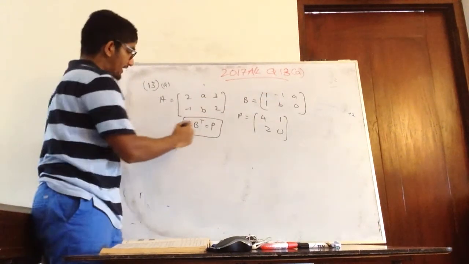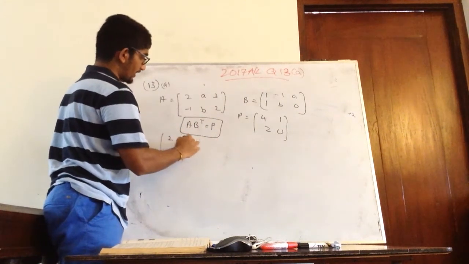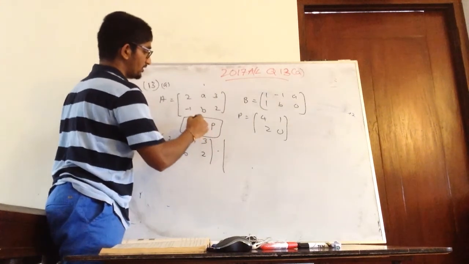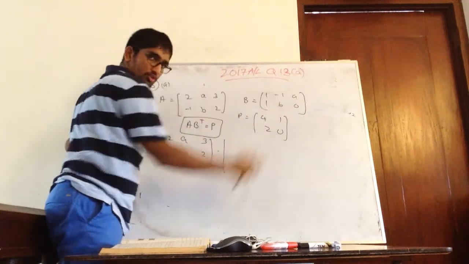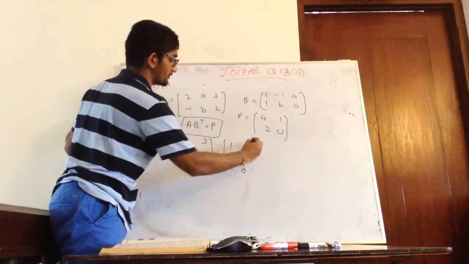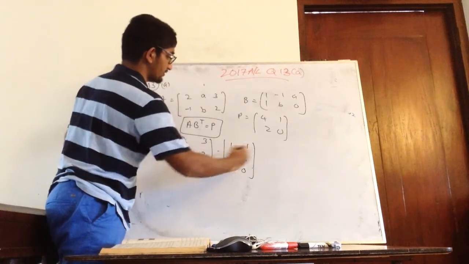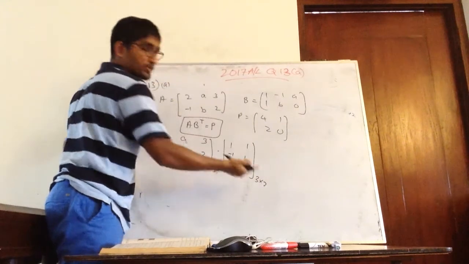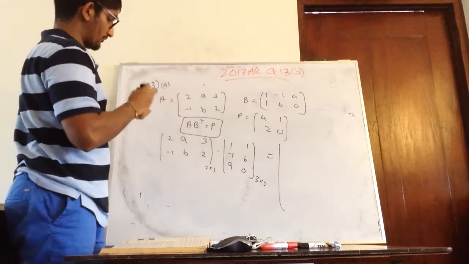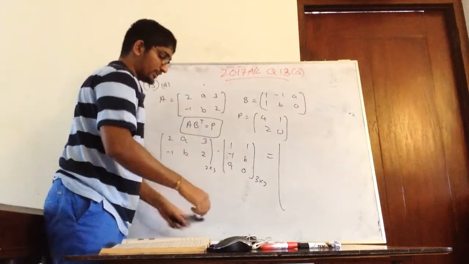So let's see. Now A into B transpose. So that is what? [2, A, 3; -1, B, 2] into B transpose. That is the rows and columns get interchanged. That is [1, 1; -1, B; A, 0], right? So this is 2 by 3, this is 3 by 2, so you will get 2 by 2. So this is basically A B transpose. Correct? So let's see what we can get.